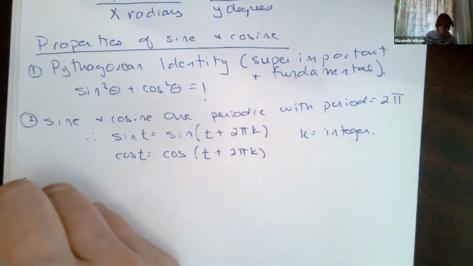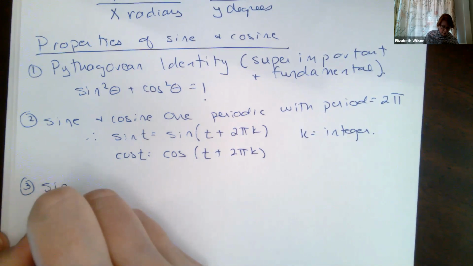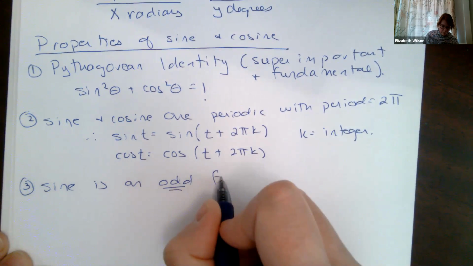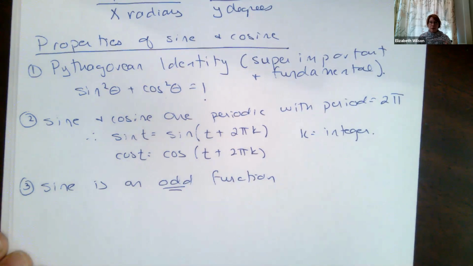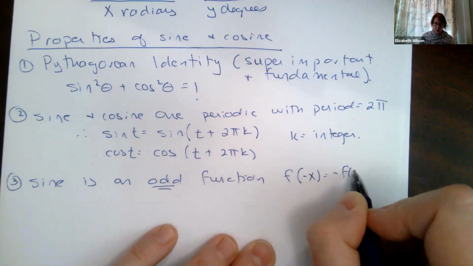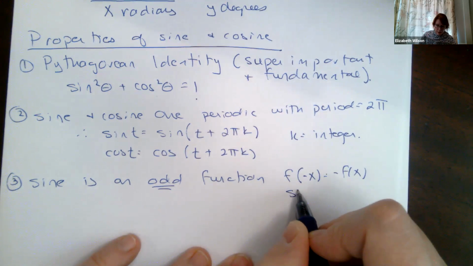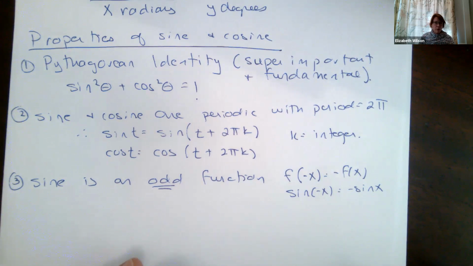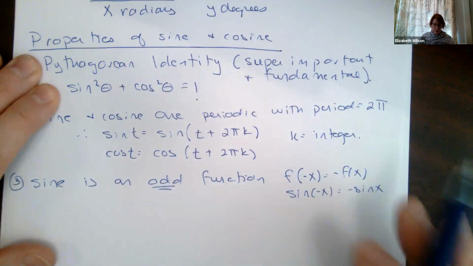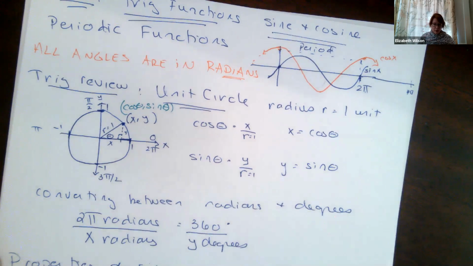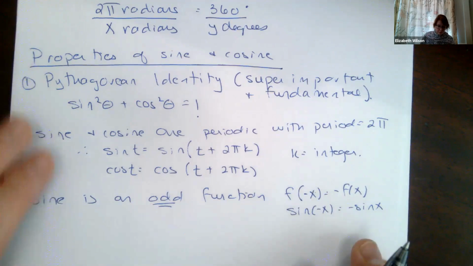Our third property is that sine is an odd function. Odd functions have the property f of minus x equals minus f of x. So sine of minus x equals minus sine of x. It also has a symmetry about the origin. The graph has a symmetry about the origin, right? If I look at my graph of my sine function, it's symmetric about my origin. That's another defining feature for odd functions.